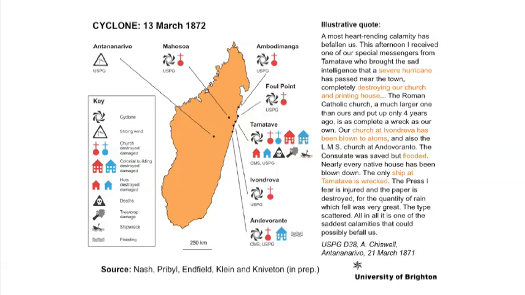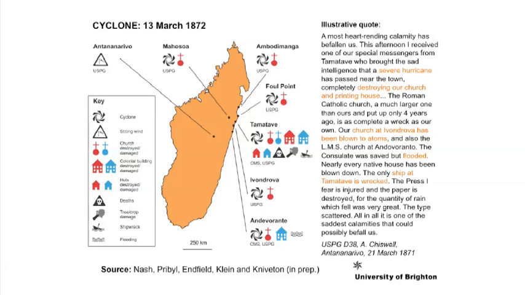This is a missionary, Chiswell, who worked for the Society for the Propagation of the Gospel, whose archives are at Oxford University. And he's describing here a severe hurricane passed near the town, destroyed our church and printing house. The Roman Catholic Church, a much larger one than ours, only put up 4 years ago, is as complete a wreck as our own. And then describing churches being blown to atoms by the wind. The only ship at Tamatave, which was one of the major ports, is wrecked. And very, very vivid descriptions.